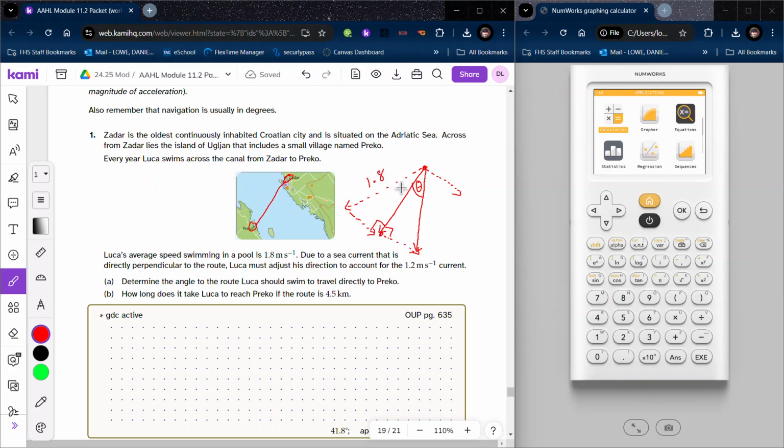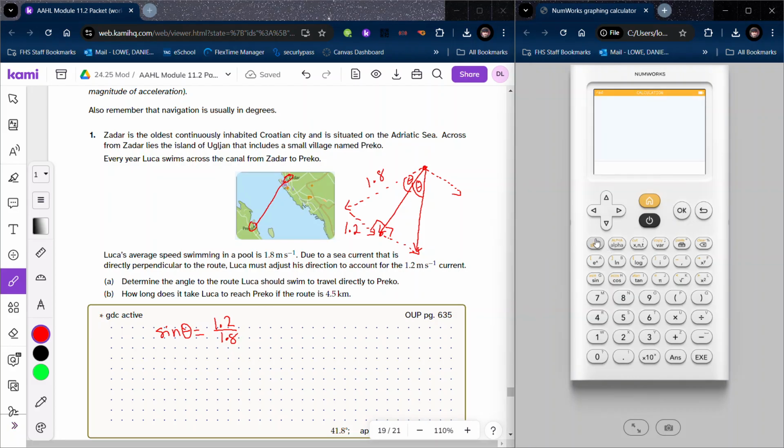Now, how fast is Luca swimming? Luca's swimming at 1.8 meters per second. How fast is the current? The current is at 1.2 meters per second. I want to figure out the angle theta, and basically we can say that that part is theta as well. And this piece seems to be SOHCAHTOA, and I can say that the sine of the angle that I want to be using is going to be 1.2 divided by 1.8.